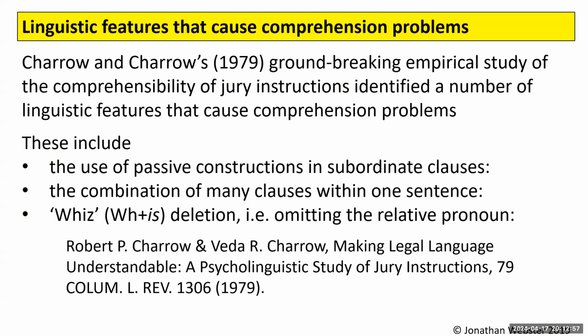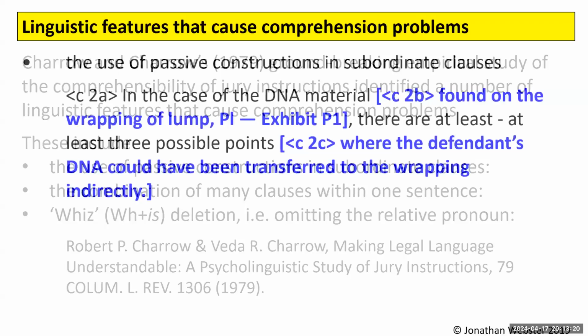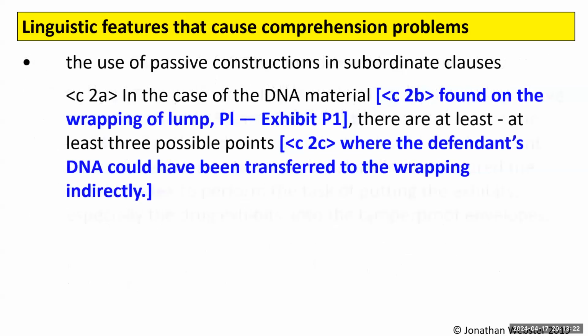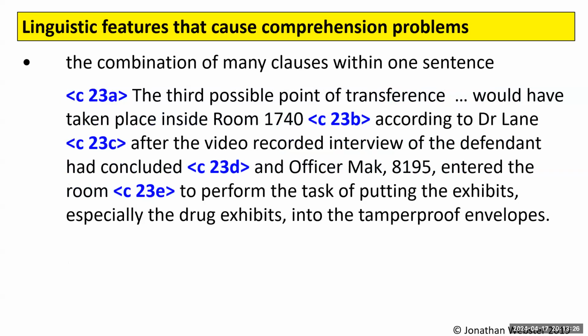And what's been noted before about the grammatical complexity of what takes place in a court, Charles and Charles talk about use of passive in subordinate clauses, combination of many clauses in one sentence, with deletion, omitting the relative pronoun, and sure enough, we see it in the judge's use of language. All those factors contribute to the complexity of the text.